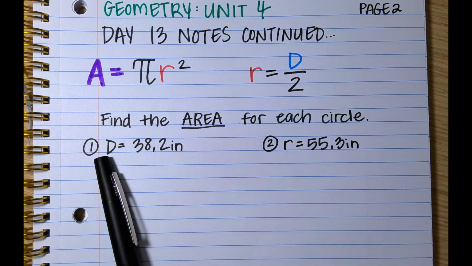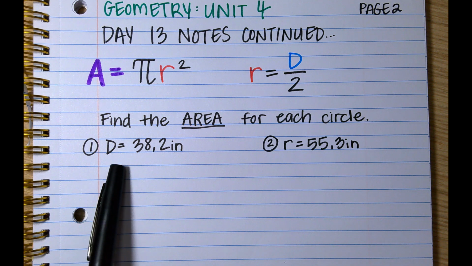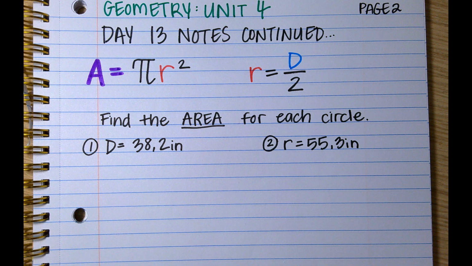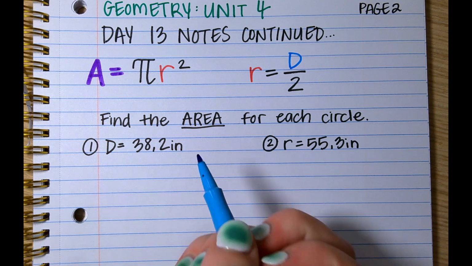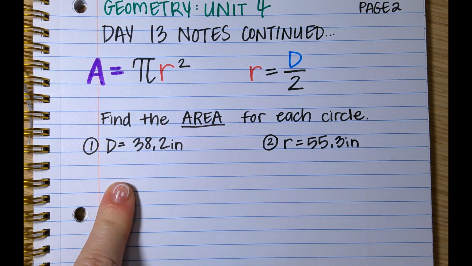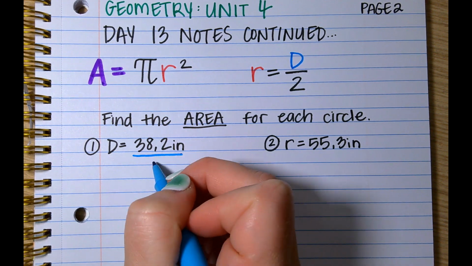So for number 1 on this next page, I want to find the area for the circle with a diameter of 38.2 inches. How would I set this problem up, and what would I need to do first? Any ideas? Yes, Kiana. 38.2 divided by 2. Yes. Why are we doing that? To find the radius. Yes. We have a diameter. We can't use that. We need to find the radius first. So we need to divide this by 2.